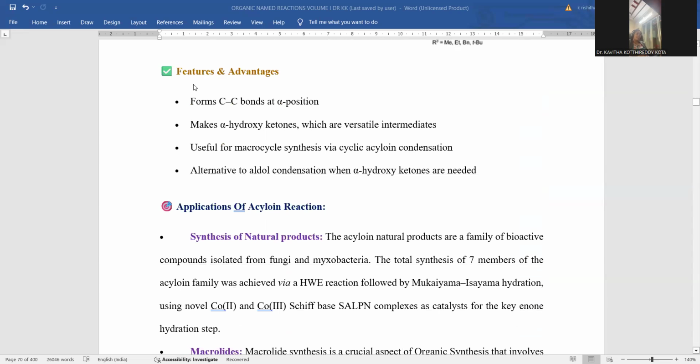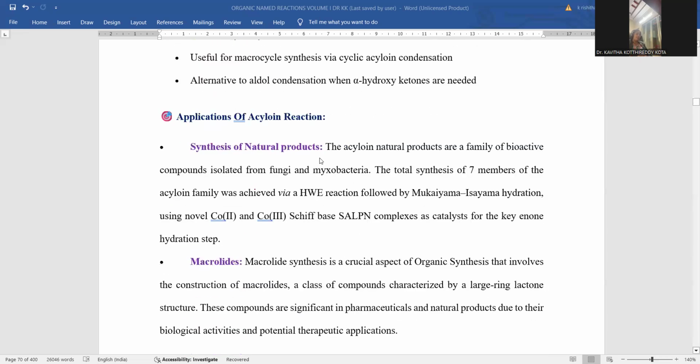Advantages and most important features pertaining to this kind of acyloin formation: a new carbon-carbon bond formation takes place at the alpha position. Alpha hydroxy ketones will be originated, very important intermediates in synthetic organic chemistry. Cyclic acyloin condensation is possible where macrocyclic systems were taken. It is an alternative to aldol condensation. It resembles aldol condensation, so you can take this reaction as an alternative for the aldol condensation. When alpha hydroxy ketones are needed, this acyloin formation reaction is more suitable to perform.